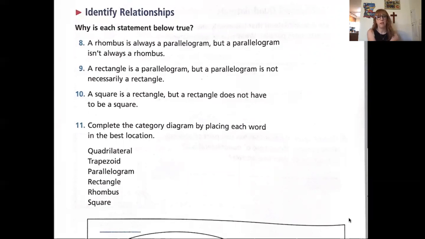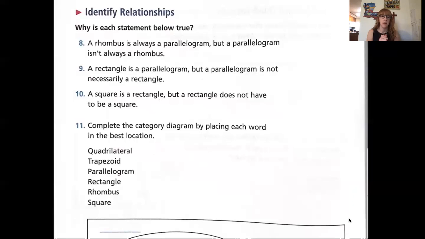Number 9, a rectangle is a parallelogram, but a parallelogram is not necessarily a rectangle. So a rectangle fits under the category of a parallelogram, 2 pairs of opposite sides that are parallel. But a rectangle must have 4 right angles, and not all parallelograms have 4 right angles.